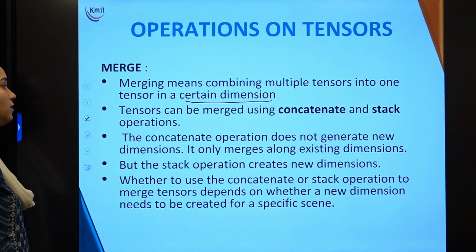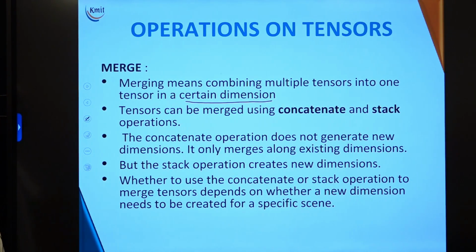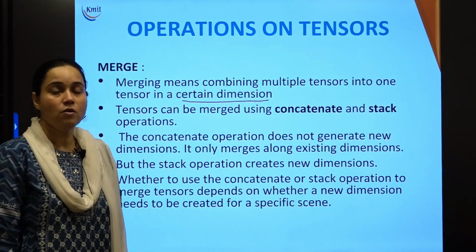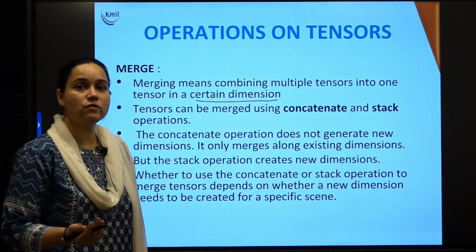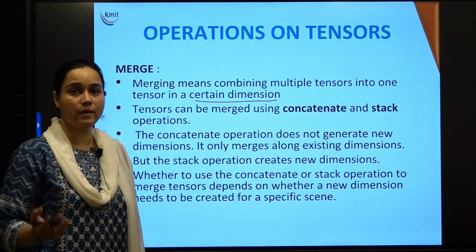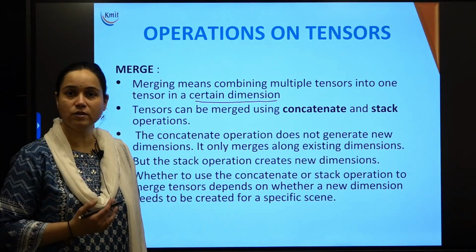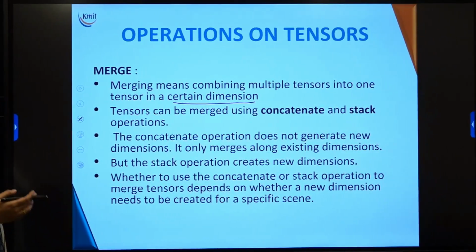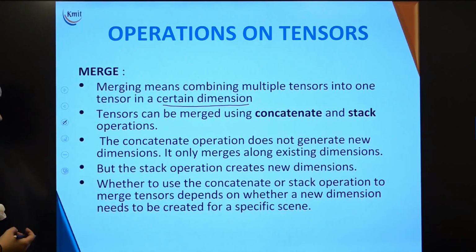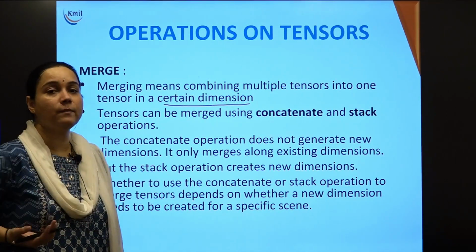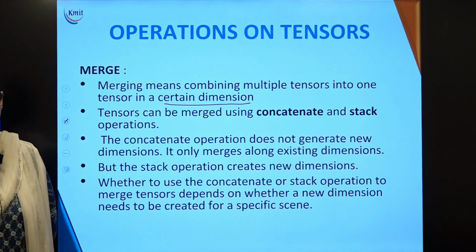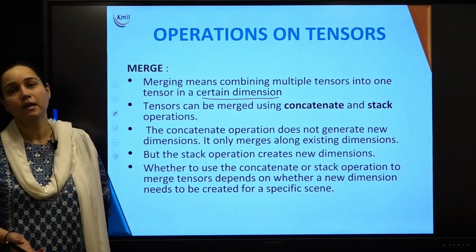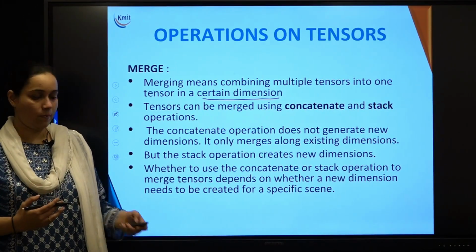The concatenate operation does not generate new dimensions, but only merges amongst existing dimensions. Whatever the existing dimensions of the tensors are, it is going to merge based on them. It is not going to create a separate dimension for you. If you want that, you can go for a stack operation, which will create a new dimension for you. Whether to use concatenation or a stack operation depends on whether you want to create a new dimension or not. Generally, if you want to work with the same number of dimensions as the existing tensors, then we go for a concatenate operation.